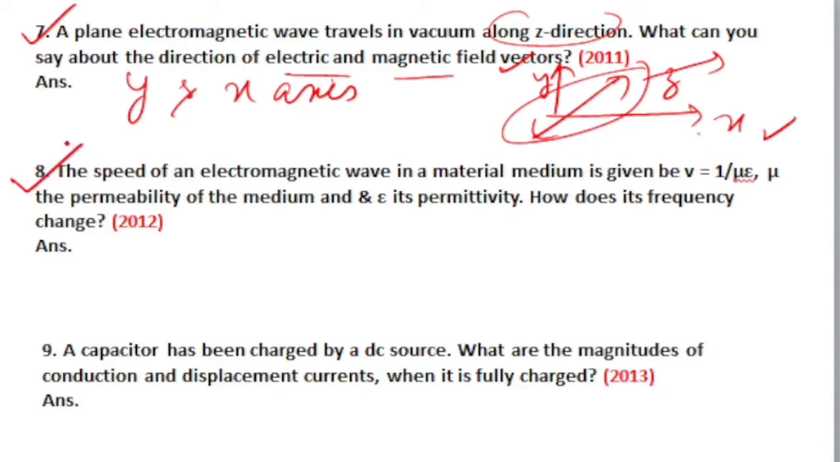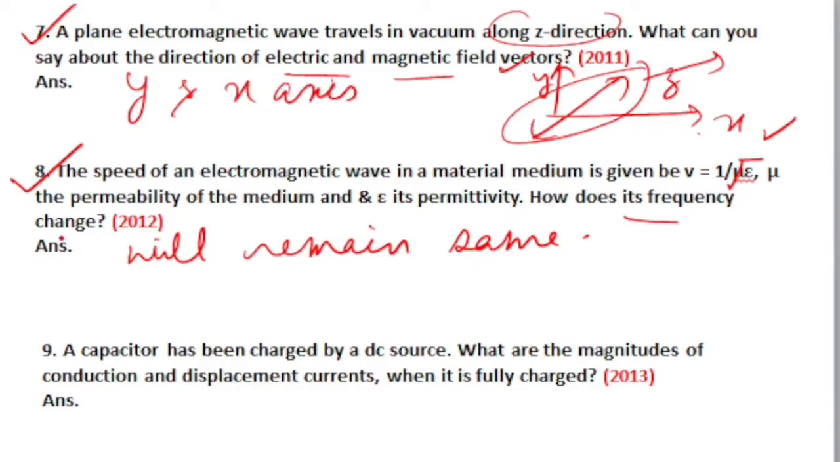Next, question number 8. The speed of electromagnetic wave in a material is given by V equal to 1 by under root mu epsilon, where mu is permeability of the medium and epsilon is permittivity. How does its frequency change? Velocity changes with the medium, but how does frequency change? Please guess the answer. Yes, frequency will remain the same. It does not change with the medium. You must remember this point, very, very important.